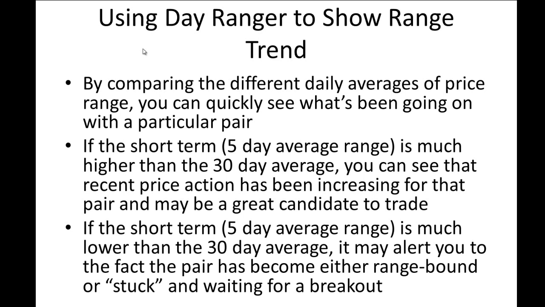If the short term, the 5-day average, is much lower than the 30-day average, something might be going on with the pair. It may be waiting for some major news that might be coming next week or later in the week, and it might become stuck in a very small range waiting for a breakout. So that can alert you to a possible future breakout, or it can also alert you that there really isn't much going on with the pair. Let's go ahead and see what that looks like on the chart.